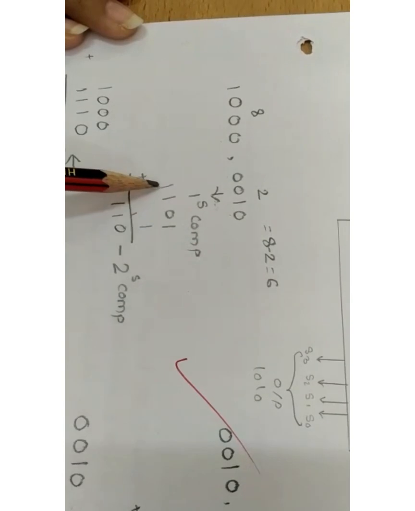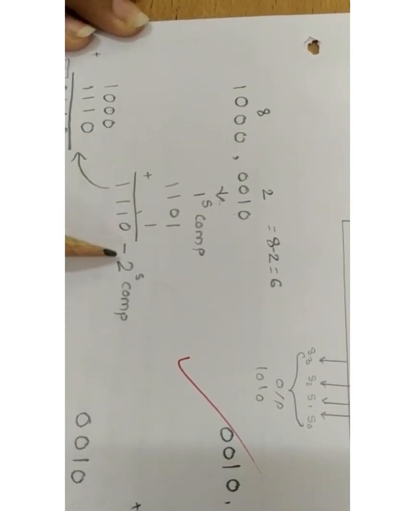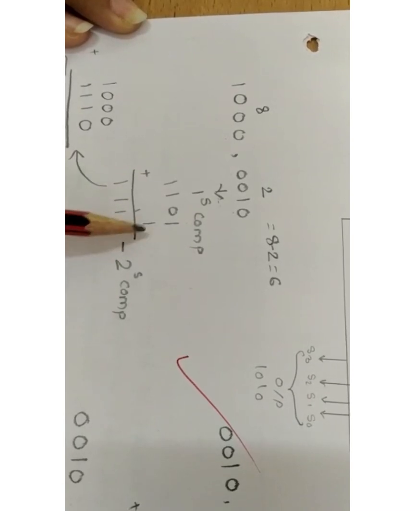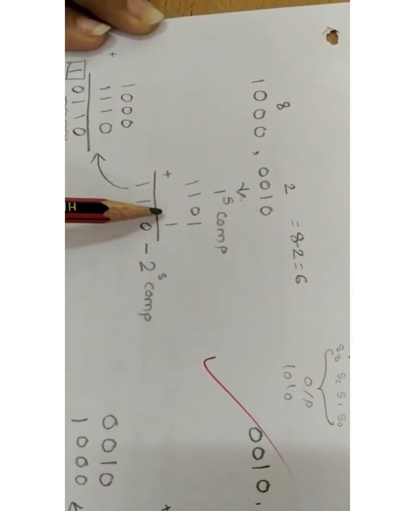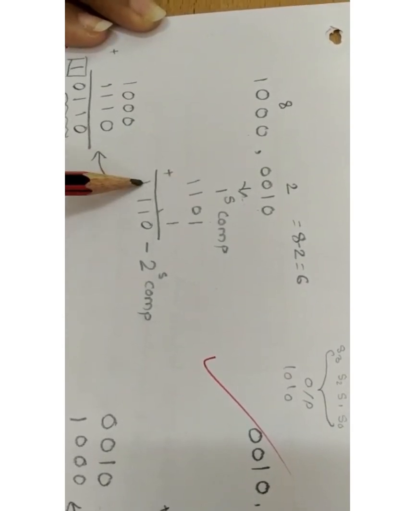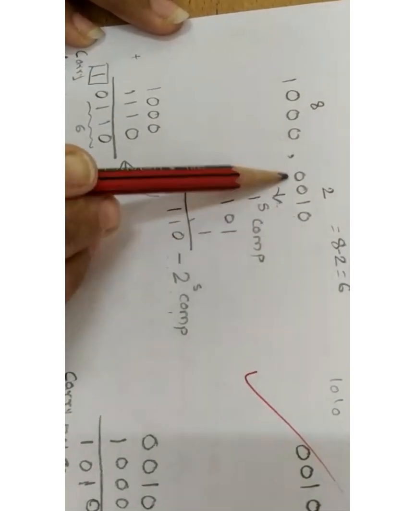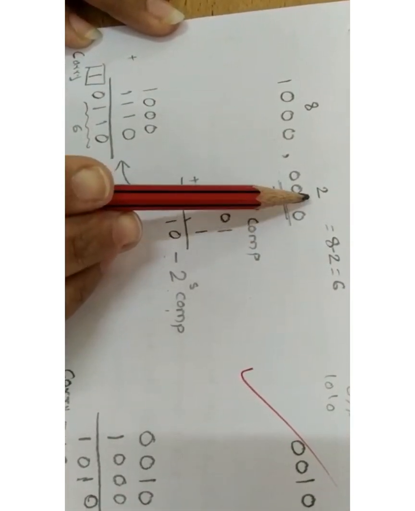The 1's complement of 0010 will be 1101, and I am adding 1 here because we have to take the 2's complement of the second number. So 0 plus 1 is 1, and the remaining bits you write directly. So here you are getting the 2's complement of the second number, that is of my 2.